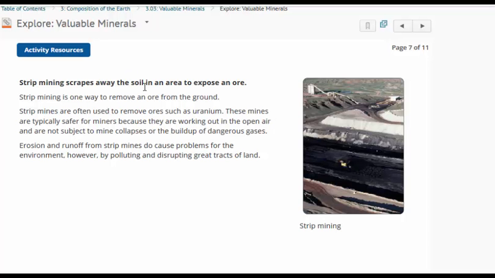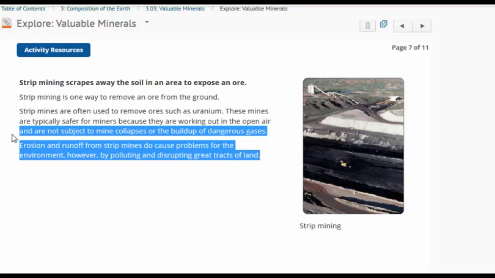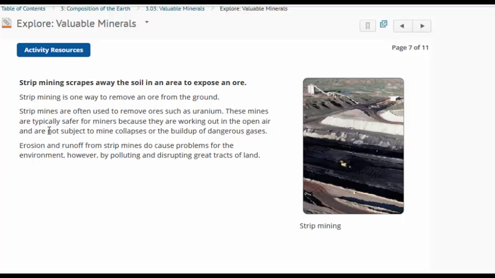So strip mining scrapes away the soil in an area to expose the ore. It is quite bad to the environment. Make sure you know that strip mining is quite harmful to the environment. However, it is safer for miners because they don't have to go underground, such as how they do for shaft mining. So make sure you know that strip mining is more harmful to the environment, but less dangerous to miners working.